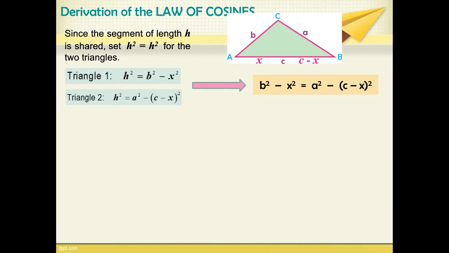equating these two triangles, we have b squared minus x squared, this is from triangle 1, equals a squared minus the quantity c minus x squared. This is from triangle 2. The expression on the left is h squared in triangle 1. The expression on the right is equal to h squared in triangle 2.